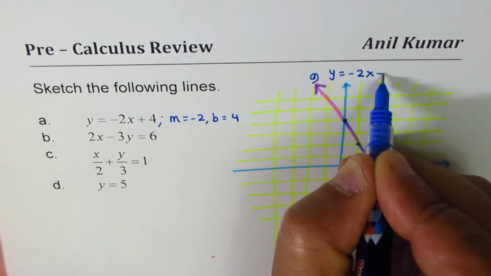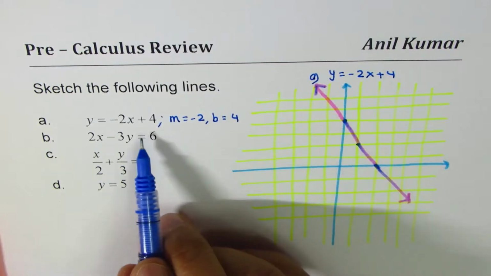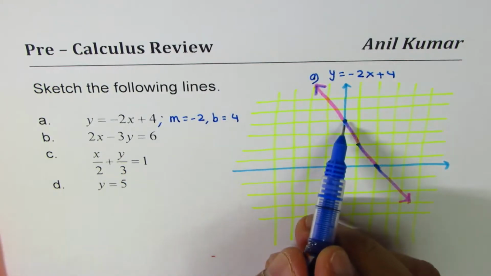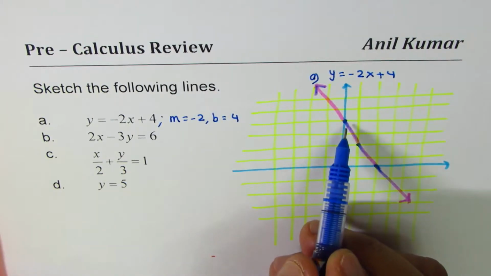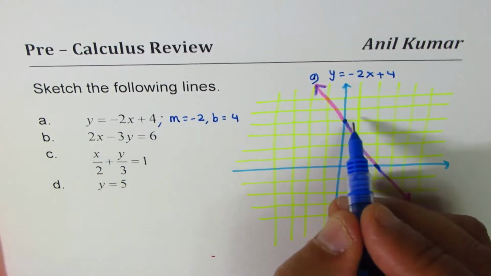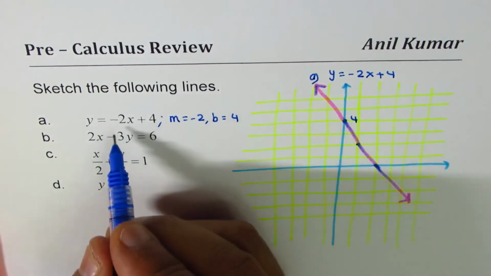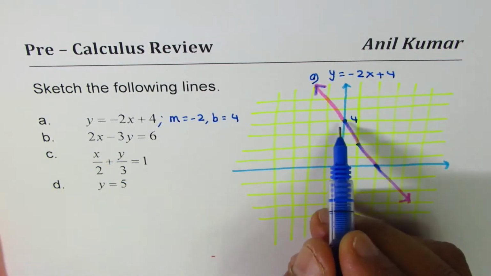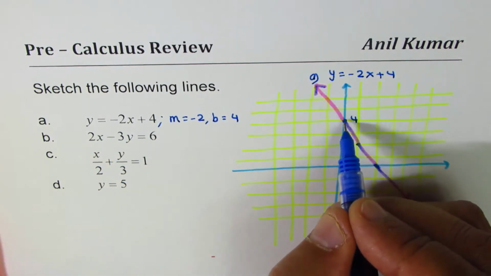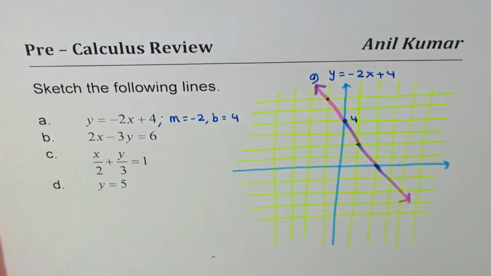minus 2x plus 4. Whenever you're given slope-intercept form, first identify the y-intercept, which is 4 in this case, and then the slope is minus 2. That means 2 over 1. Minus means you can go down. You could also go up, right? 2 steps and 1 left. You could do that.